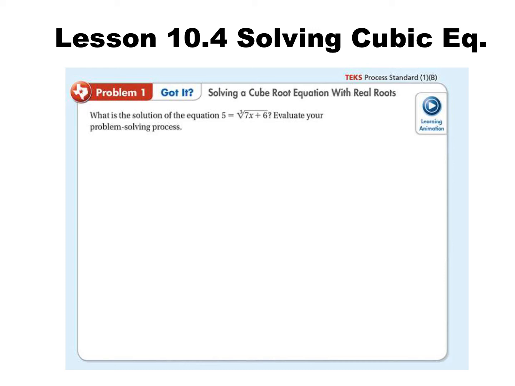Today we'll be solving cubic equations. We have 5 equals the cube root of 7x plus 6. Since we're not adding or multiplying, we don't have to deal with anything outside the radical. We've isolated the radical, so we're going to go ahead and raise it to the third power.